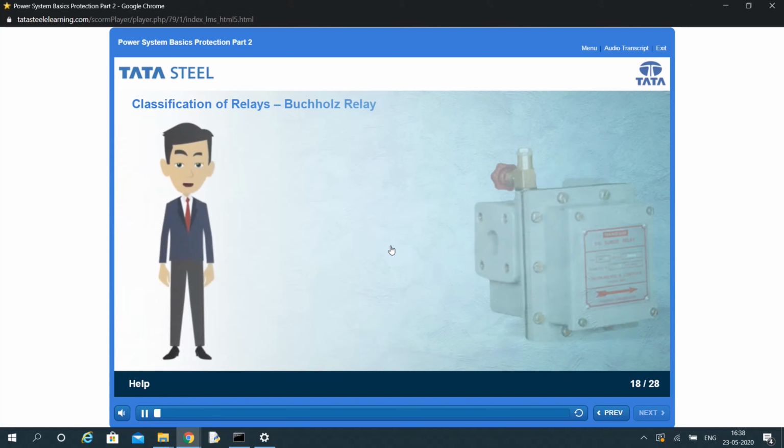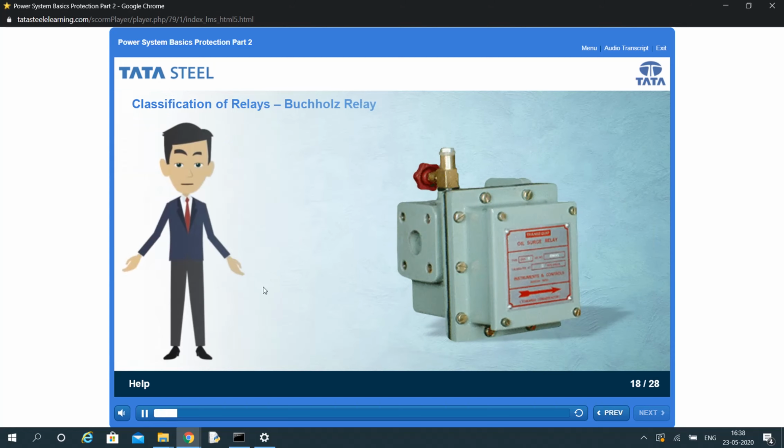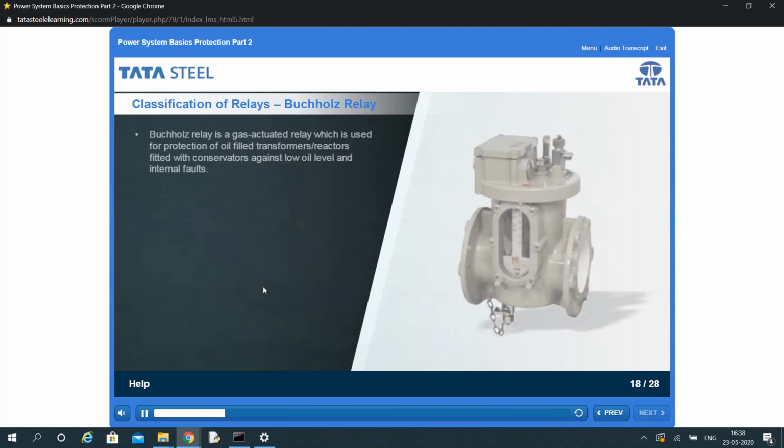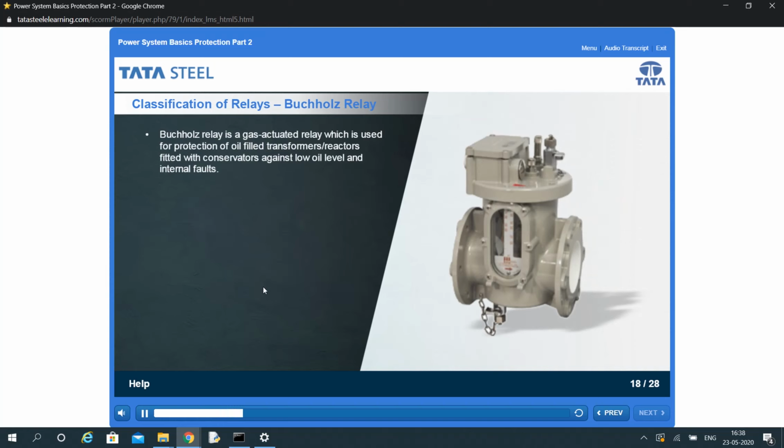The next type of relay is the psychoelectric relay or gas-operated relay, which is also referred to as Buchholz relay. It is a gas-actuated relay which is used for protection of oil-filled transformers or reactors fitted with conservators against low oil level and internal faults.